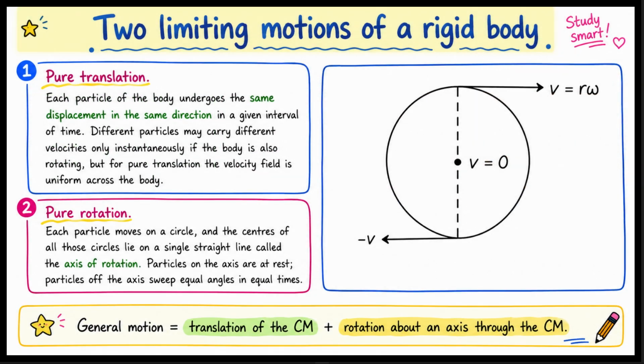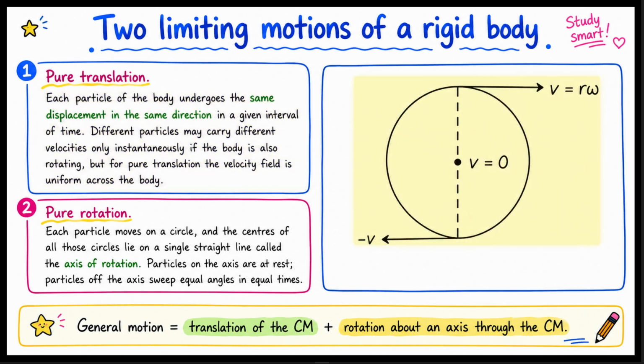Let us contrast the two limiting motions. In pure translation, every particle of the body undergoes the same displacement in the same direction during a given interval of time. Different particles may carry different velocities only instantaneously if the body is also rotating. But for pure translation, the velocity field is uniform across the body.